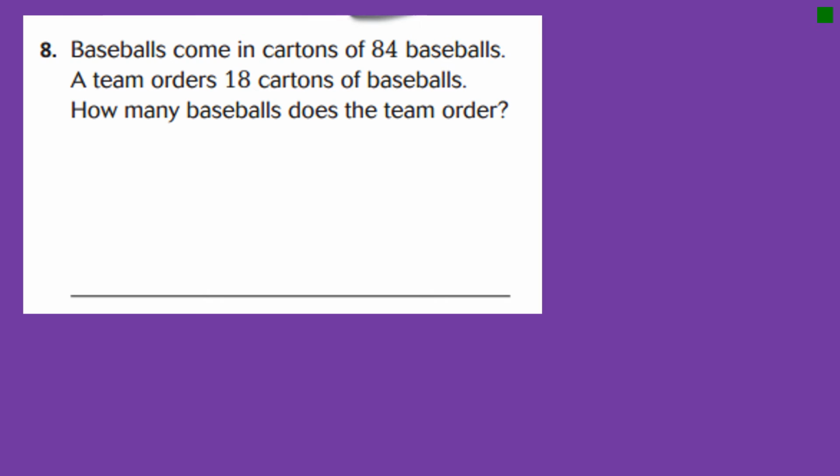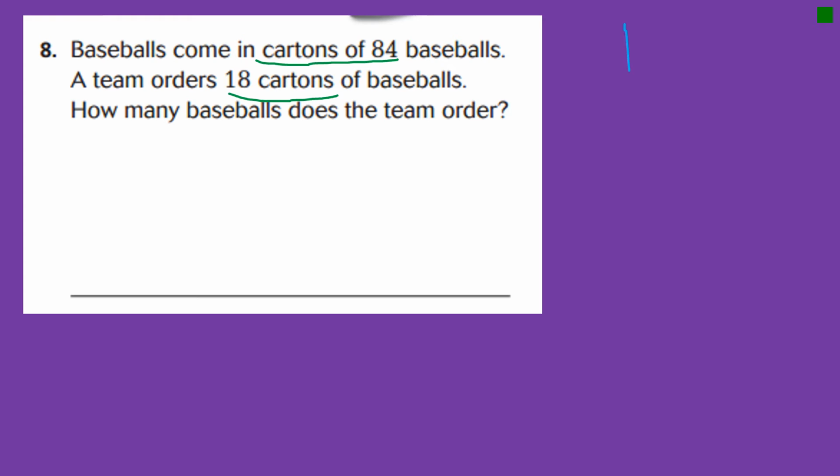Now this one's at the bottom. Baseballs come in cartons of 84 baseballs. A team orders 18 cartons of baseballs. How many baseballs does the team order? So they got some cartons. Baseballs come in cartons of 84. So in every carton are 84 baseballs, and they ordered 18 of them. So they ordered 18 cartons of 84.